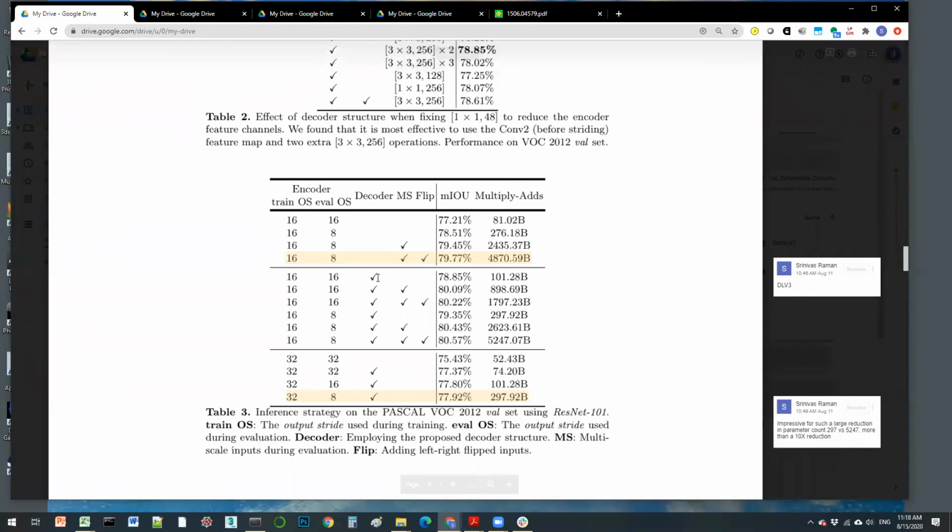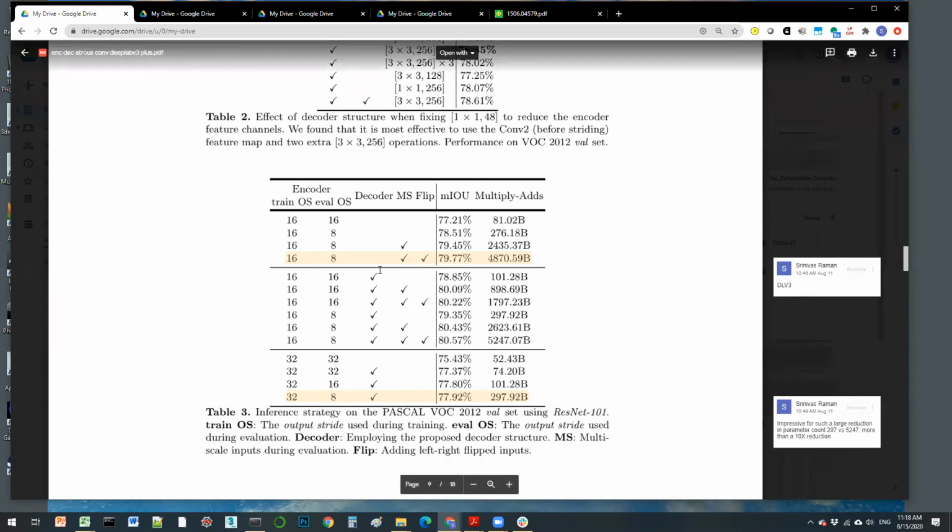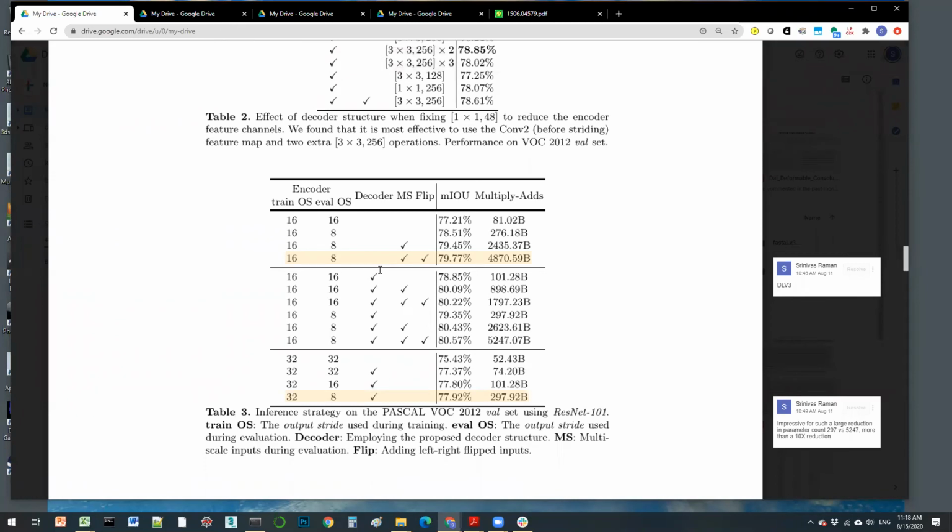The other thing is with the decoder, with MS, and MS I think would be multiple strides, this multiple scale, I think, right? Multiple scale, sorry. So this multiple scale refers to the size of the images. So you do all these atrous convolutions and other stuff at multiple scales, and then you flip horizontally, left, right.